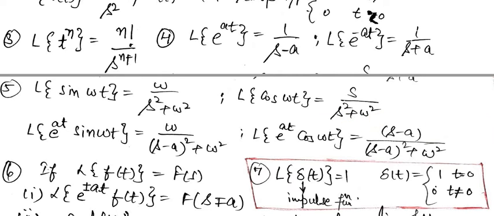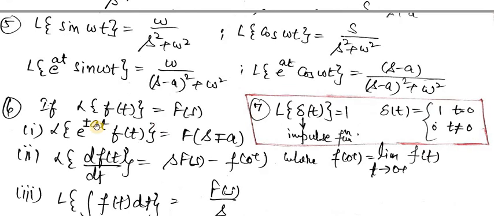So these are some shifting properties. If you are taking the Laplace transform of e to the power at sin omega t, what we will do is shift in s only. So it will be omega upon (s minus a) square plus omega square. I repeat, the Laplace transform of sin omega t is omega upon s square plus omega square. And when we talk about e to the power at sin omega t, the shift is by small a, and there will be omega upon (s minus a) square plus omega square.